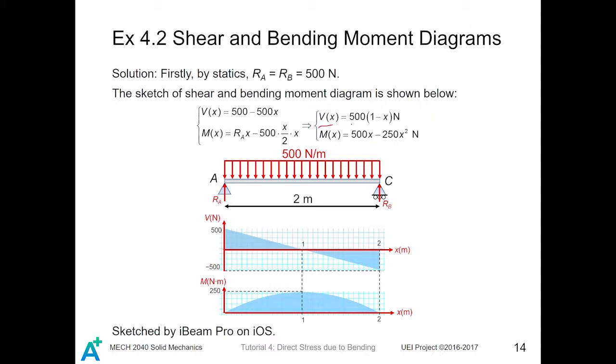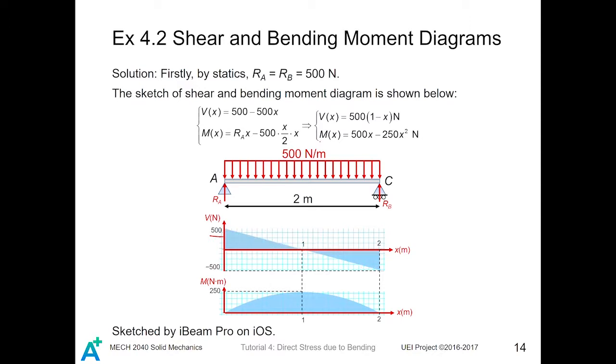So for this equation, it is linear. At x equals 0, it is 500. At x equals 2, it is minus 500. Then you can just draw this straight line like this to get this shear force diagram.